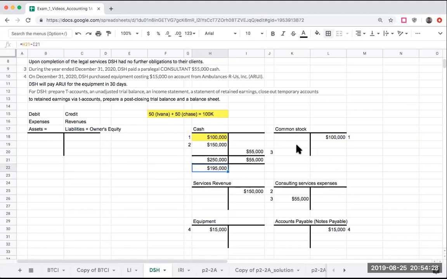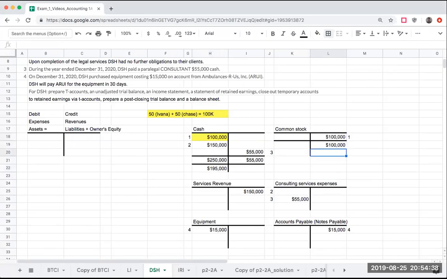And I'm looking here because the rest of my accounts only have one transaction. But I need to go through and add these up anyways. So my common stock just had that initial transaction there of $100,000. I'm going to go here and do the same thing for services revenue.